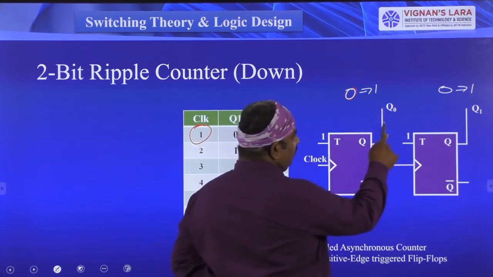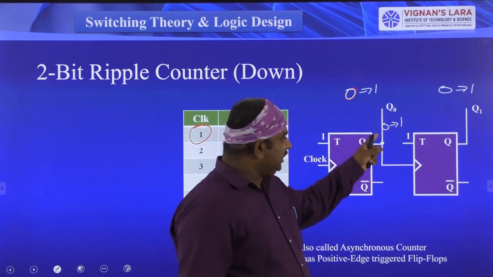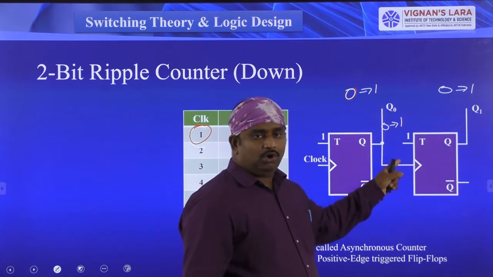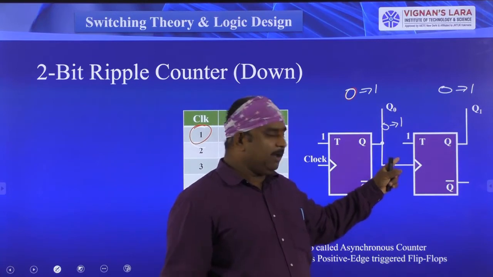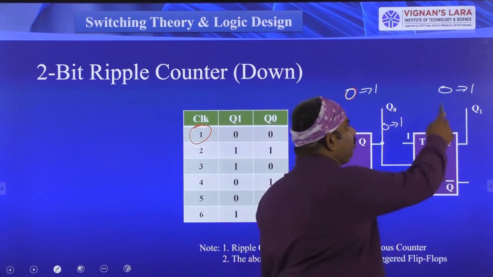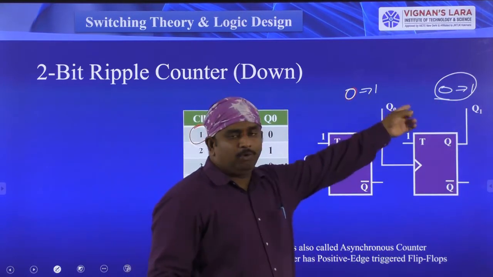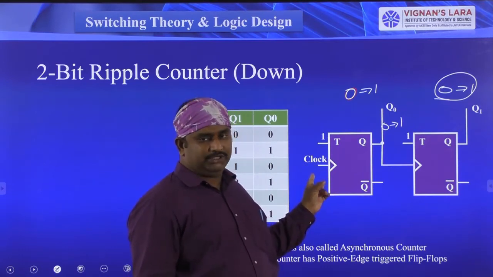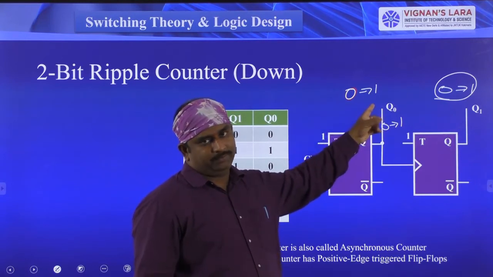When it is shifting from 0 to 1, see here, this is the behavior of the clock signal. This clock signal value is shifting from 0 to 1. That is, a positive edge has occurred at this clock signal. For that reason, this 0 to 1 has occurred. Previously, both outputs are 0, 0. When I have given the positive edge here, the output of this flip-flop is shifting from 0 to 1.